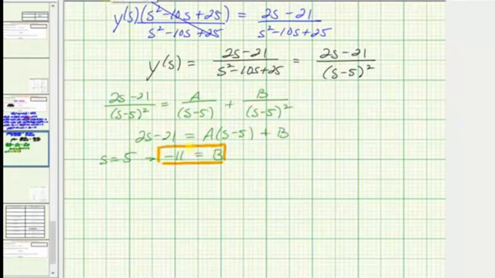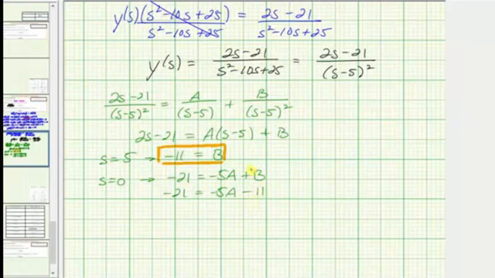And now we'll select another value of s to determine the value of a. Let's select s equals 0. So if s equals 0, we'd have the equation negative 21 equals, if s is 0, this would be negative 5a and then plus b. But we know b equals negative 11. So we'd have negative 21 equals negative 5a minus 11. Adding 11 to both sides, we'd have negative 10 equals negative 5a, so a equals positive 2.